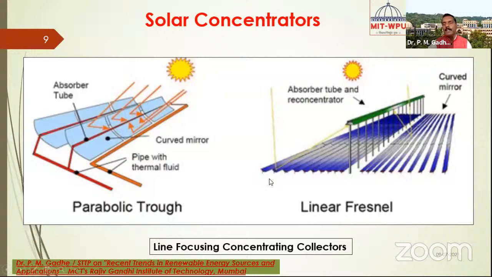Same way here, these mirrors, individual mirrors, are tracked according to the position of the sun, and it reflects the solar energy falling on this onto the receiver. So this is the line focusing receiver. Through this also, we are supplying the water or the thermic oil, and heats the thermic oil and use it for the different application. So these two types are the line focusing type of concentrator.